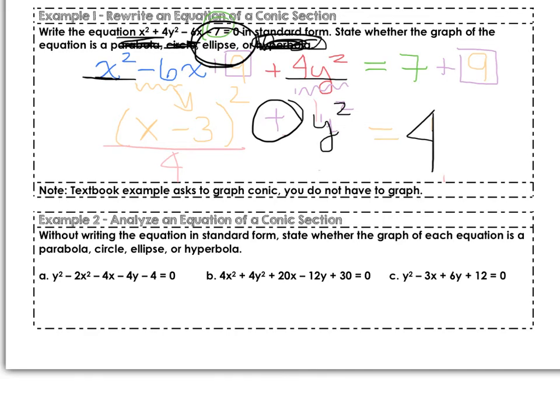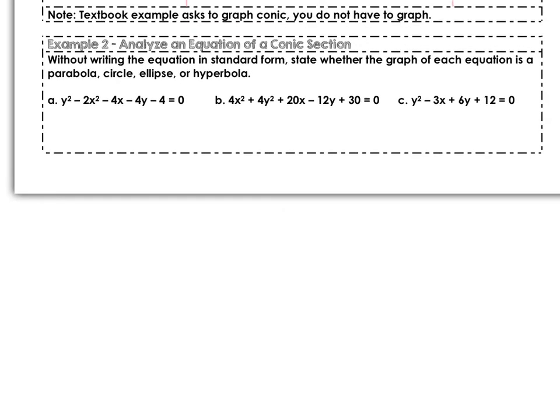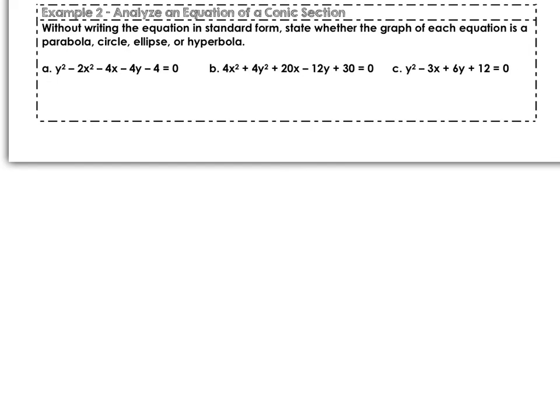Now we're going to take a look at example 2 and just purely look at their equations. Looking at the first one, I'm noticing that I have a y squared as well as a negative 2x squared, eliminating parabola. Notice that the y squared has a positive coefficient and the x squared has a negative. Because one is positive and one is negative, this tells me that my conic section is going to be a hyperbola because there's subtraction between two squared terms.